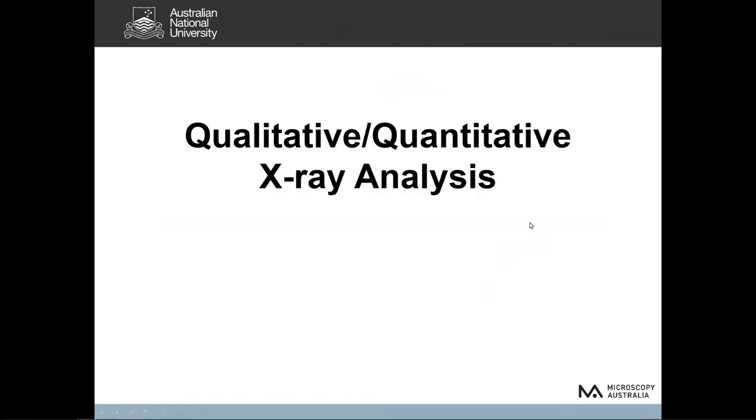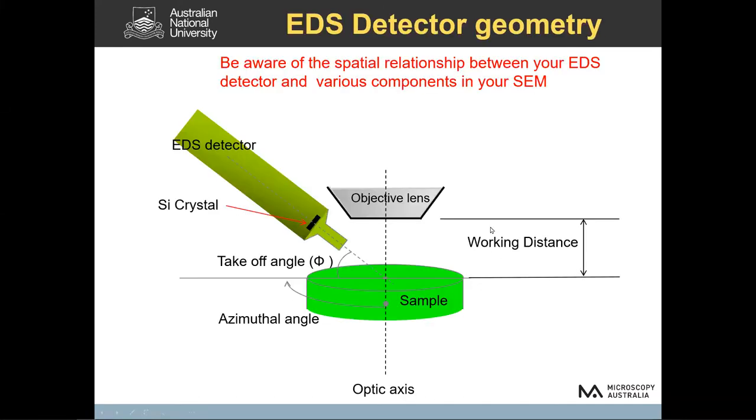So what do you do with that information? There are two distinctions I make here. The information you collect can either be qualitative, or it can be quantitative. To explain a little bit more about what I mean by that, before I get into it, I should point out that you may need to be aware of some of the spatial relationships in your detector.